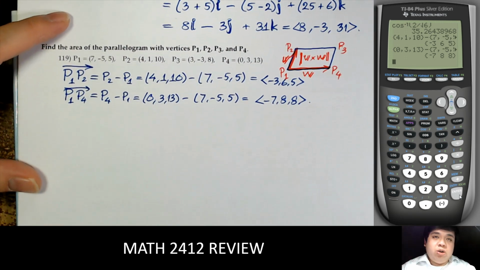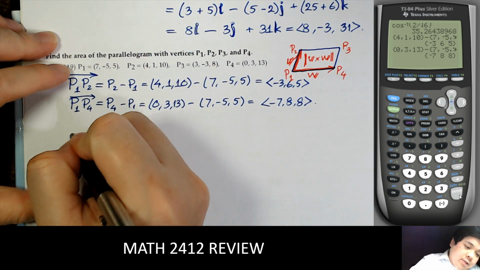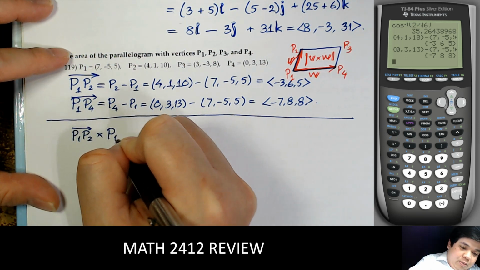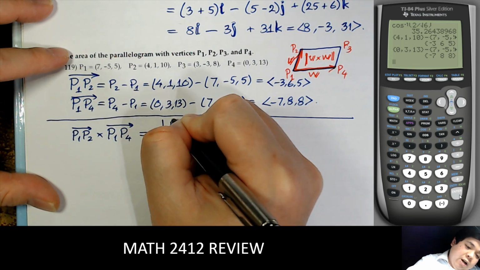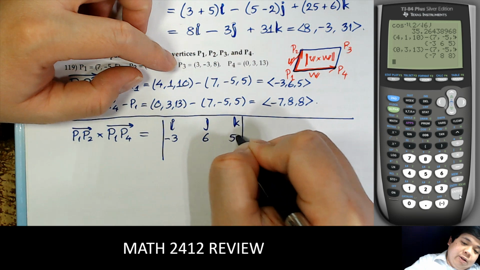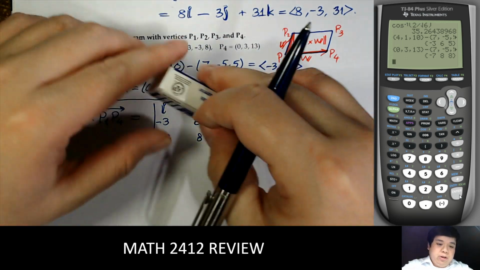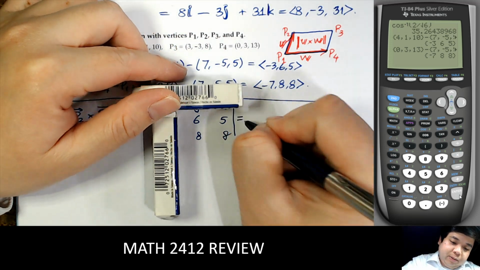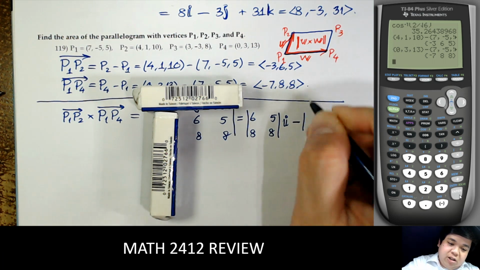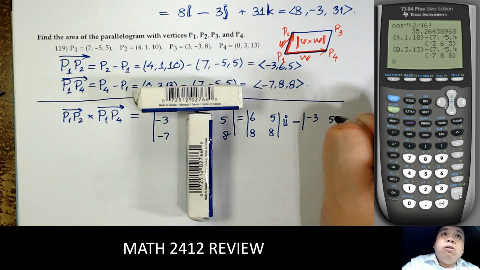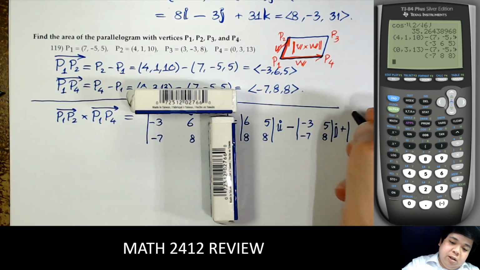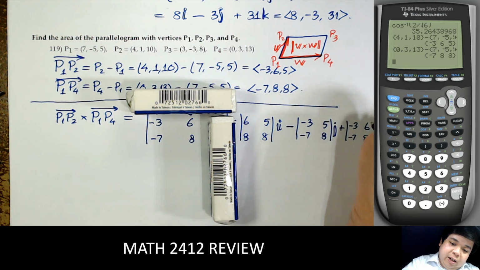Right. Next we're going to find the cross product. It doesn't matter which order we do the cross product. I just do P1P2 cross P1P4. i, j, k. P1P2, negative 3, 6 and 5. Negative 7, 8 and 8 for P1P4. Right, let's do that again. 6, 5, 8, 8 in the i direction, and then minus negative 3, 5, negative 7 and 8 in the j direction, and then plus negative 3, 6, negative 7 and 8 k.